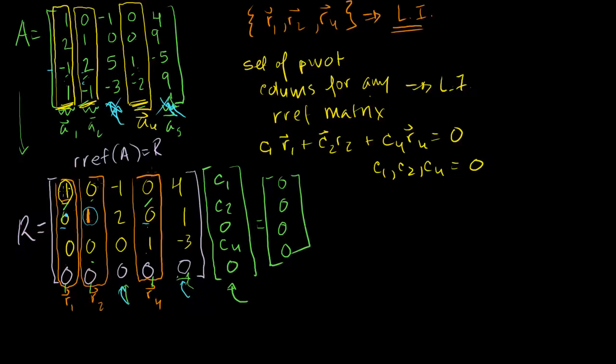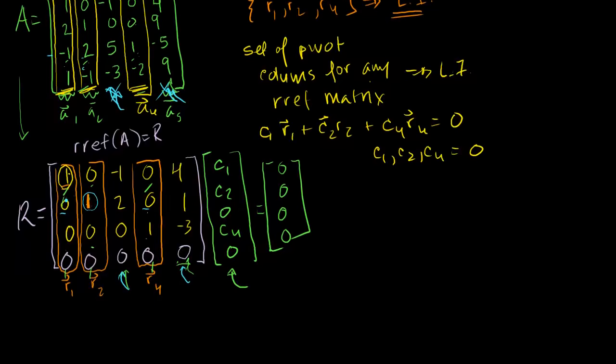Now, if we just expand this out, if we just multiply 1 times C1 plus 0 times C2 and so on, or actually, let me tell you a better way to explain it. This multiplication right here can be written as, and we've seen this multiple times, C1 times R1 plus C2 times R2 plus 0 times R3, so we could just ignore that term, plus C4 times R4 plus 0 times R5, that's R5 right there, all of that equal to 0.